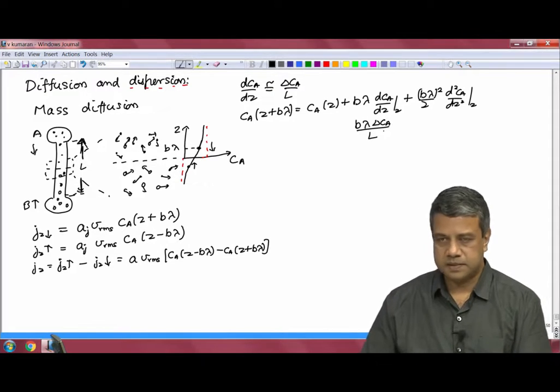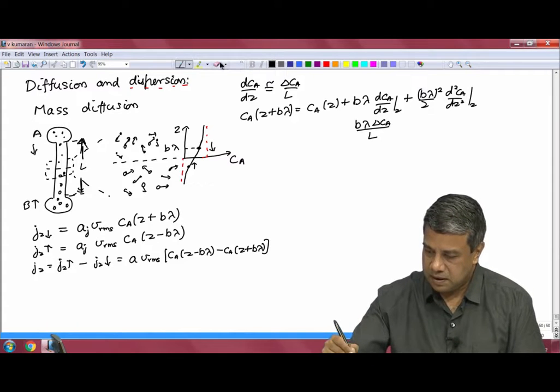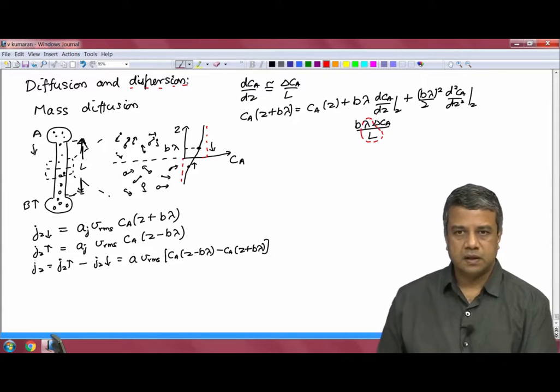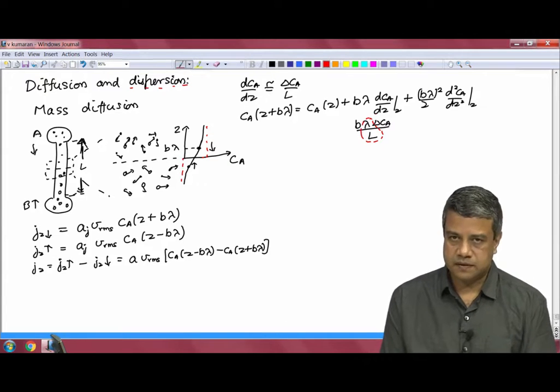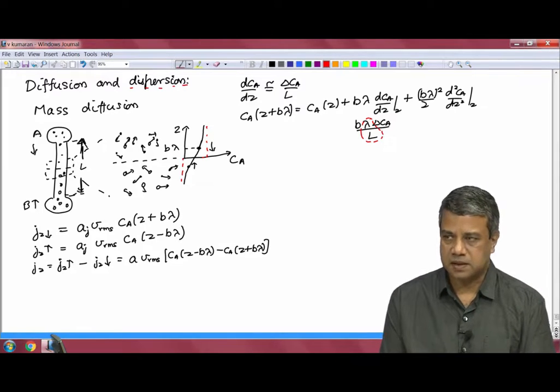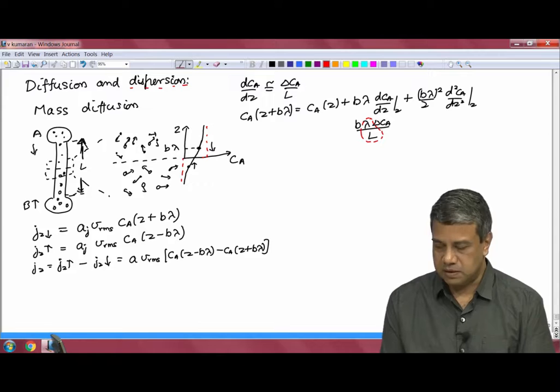Okay, B lambda times delta C A by L, and in the continuum limit this factor lambda by L is small. Therefore, the second term is much smaller than the first term, the third term is much smaller than the second term, etc., because the next term will go as lambda square by L square, the next term will go as lambda cubed by L cubed, and so on.